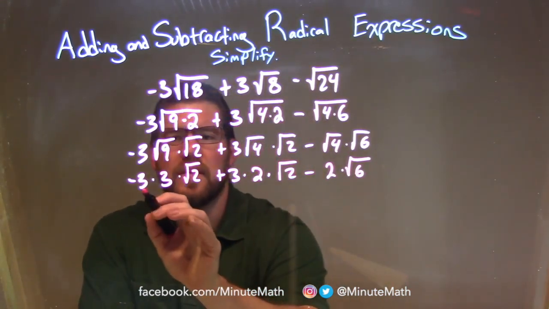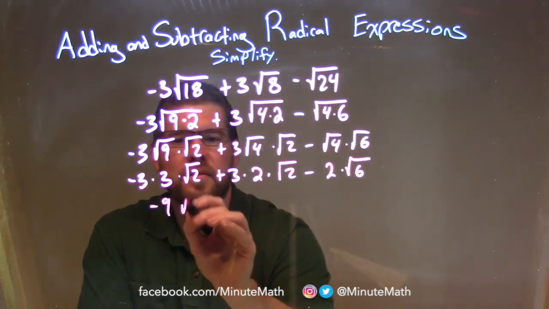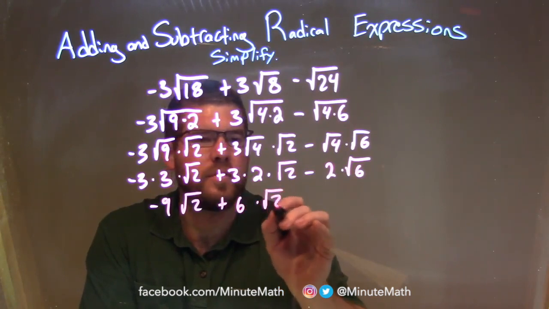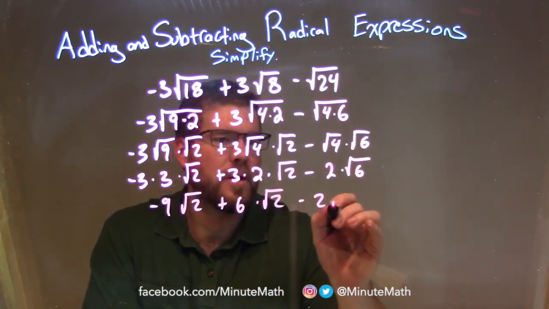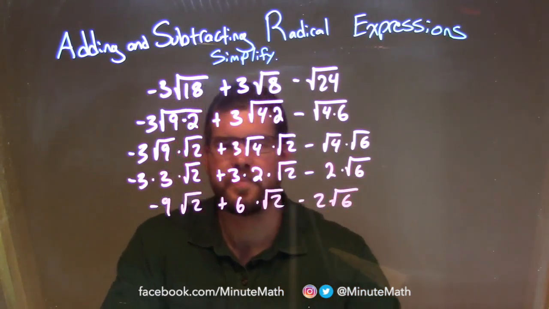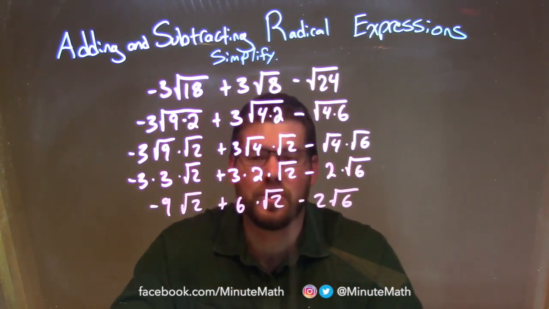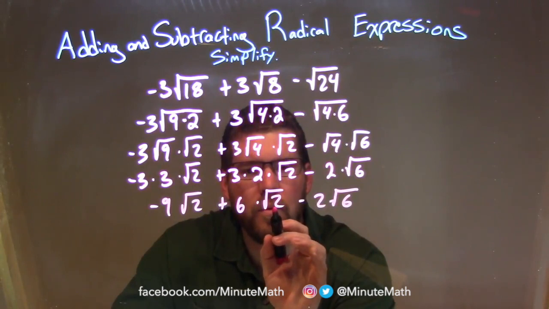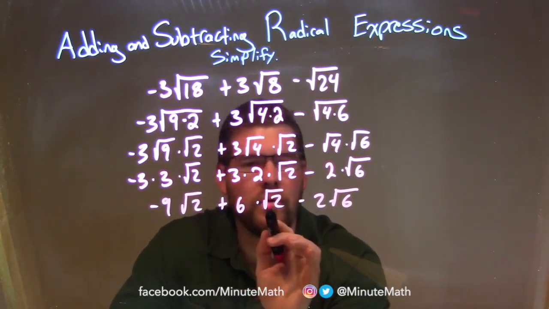Let's simplify some of these. Negative 3 times 3 is a negative 9 times the square root of 2. Plus 3 times 2 is a 6 times the square root of 2. And then minus 2 times the square root of 6. Okay? So now we have to add our like terms. Well, or not like terms, sorry. The ones we can combine are when the square roots are the same.